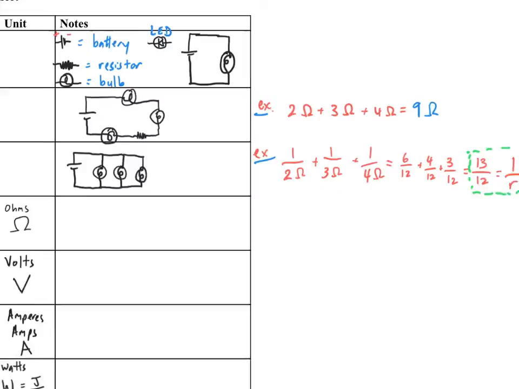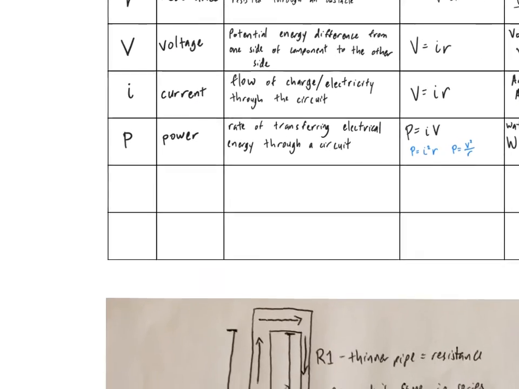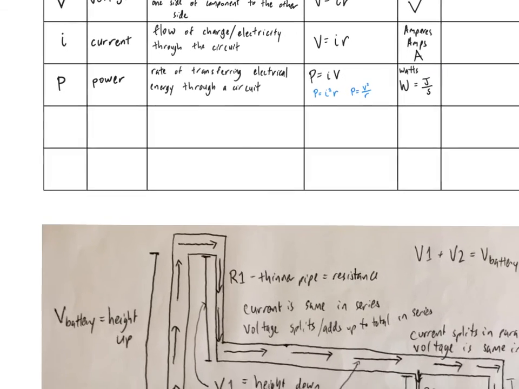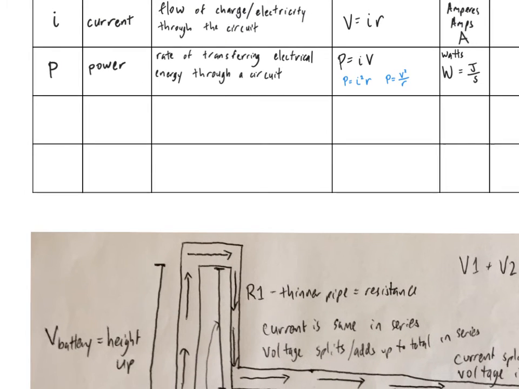All right, so that is resistance, voltage, and current. The last thing that we're going to add today is power. Power we're going to represent with capital P. We may have already added power in a different context, but now we're going to add power electrically. So capital P stands for power.